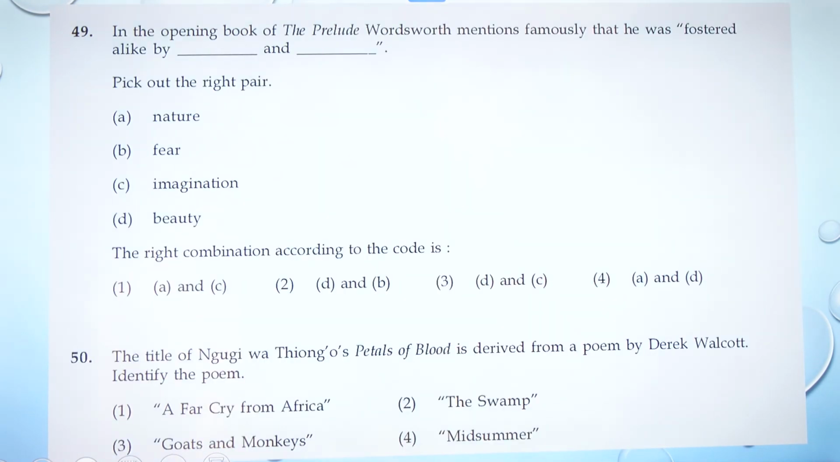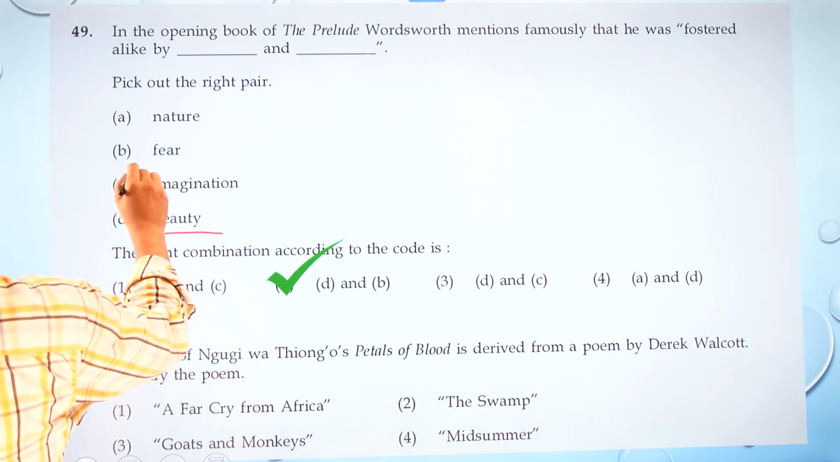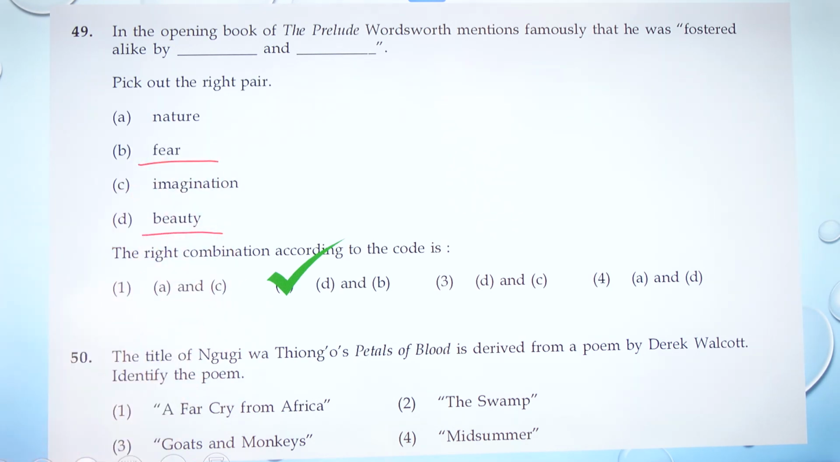49. In the opening book of the Prelude, Wordsworth mentions famously that he was fostered alike by dash and again dash. Pick out the right pair. And we have options A nature, B fear, C imagination, and D beauty. And the right combination here we have number 1 A and C, number 2 D and B, number 3 D and C, and number 4 A and D. And the correct option is number 2 D and B. Here you can find beauty and fear. In the first book you have fostered alike by beauty and fear.